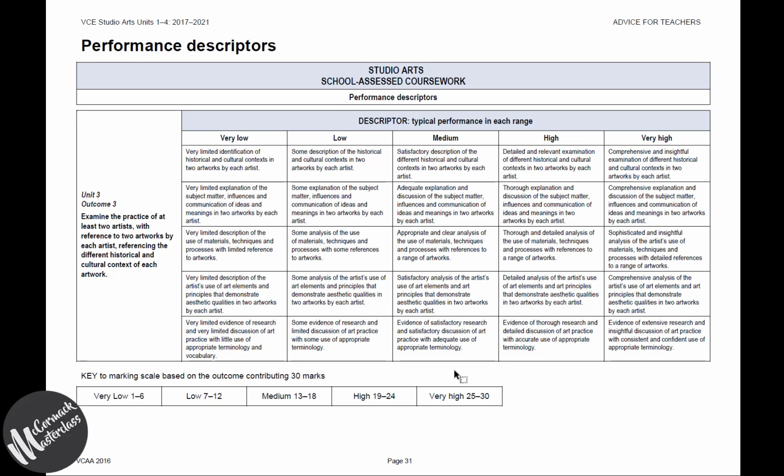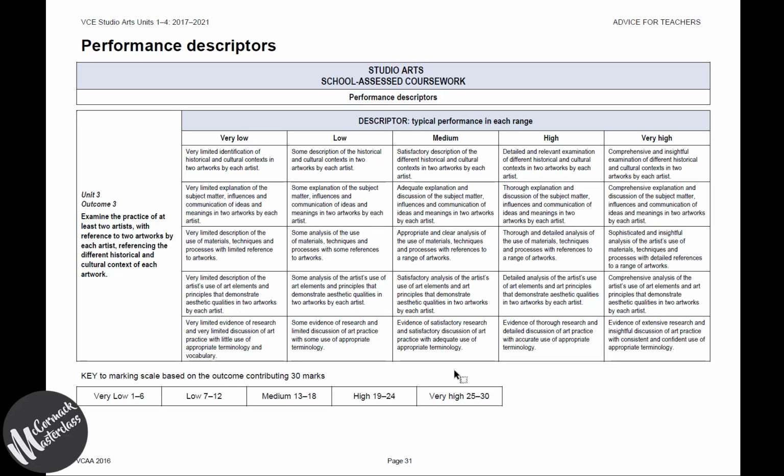So what's in the artwork, influences, so researching of what influences they might have had, communication of ideas, and meanings in the artwork by each artist. Sophisticated and insightful analysis of the artist's use of materials, techniques, and processes with detailed reference to a range of artworks. So they're the artworks we're choosing. Comprehensive analysis of the artist's use of elements and principles that demonstrate aesthetic qualities in two artworks by each artist. Evidence of extensive research and insightful discussion of art practices with consistent and confident use of appropriate terminology.